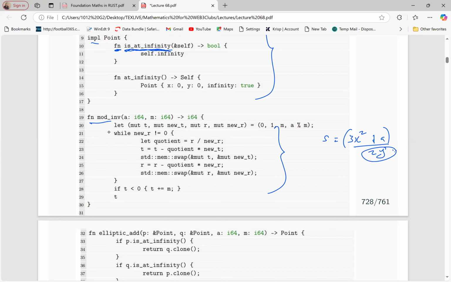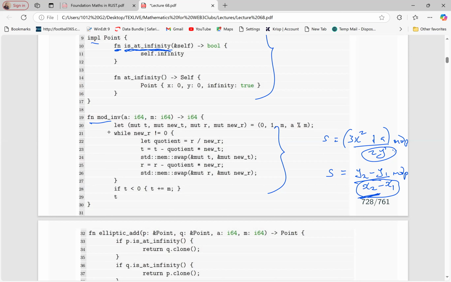And again, if you are doing point summation, adding, the formula for the gradient is change in y over change in x. And again, this will be a number whose inverse sometimes has to be obtained mod p. So again, this inverse is obtained here, and it's using extended Euclid's algorithm.